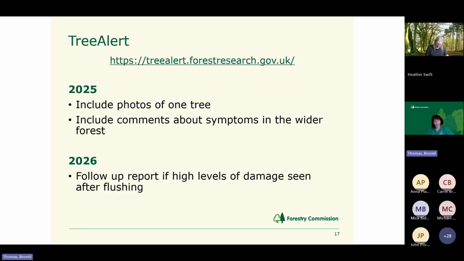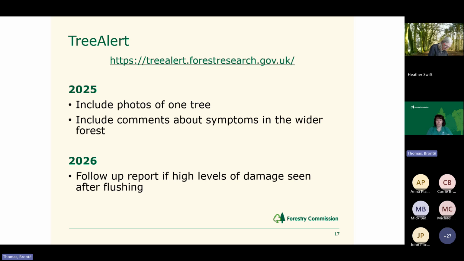So thinking about what you can do about it, because that's one of the questions we've been getting a lot. I point you again to Tree Alert. Molly Davidson, who might be still hanging around on the call, has asked that we submit reports. You might manage a whole woodland, but you just need one tree alert report. Make sure you get photos of one tree so we can get a wider aspect, but also the symptoms up close, getting those green shoots in there, so we can confirm it is green spruce aphid. And then include in your comments, you can then talk about symptoms in the wider forest.